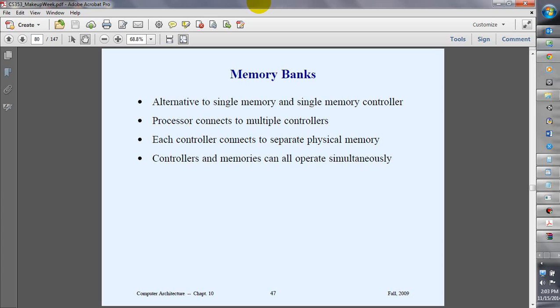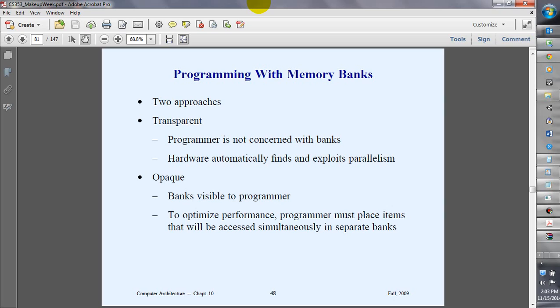I actually don't have a picture of this particular method. What I do have is another slide that basically talks a little bit more about memory banks. There's a transparent way that basically we can use the hardware to find and exploit where the particular actual reference is between the two different memory banks. The locations are being stored in one of two possible locations. And the opaque method is visible, and programs have to place items in those exact memory bank locations.